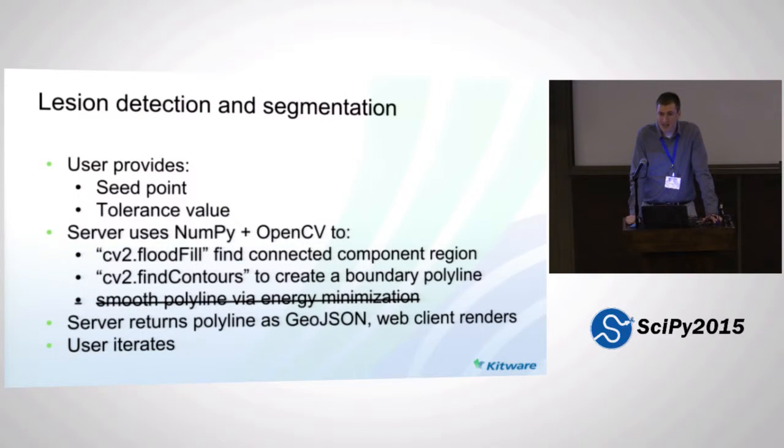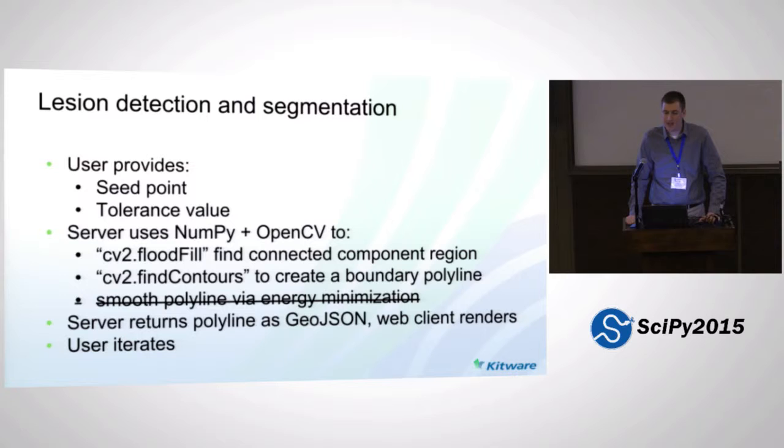We basically take the image, encode it in NumPy, send it off to OpenCV, apply a flood fill algorithm, a contour detection algorithm, and then we ultimately convert that to a polyline. We were for some time trying to smooth the contour surrounding the lesion. But we found, honestly, it was a lot of work to tune the smoothing to be exactly right, and it wasn't actually providing that much value to people who were consuming our data.